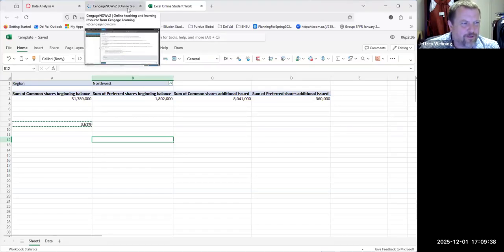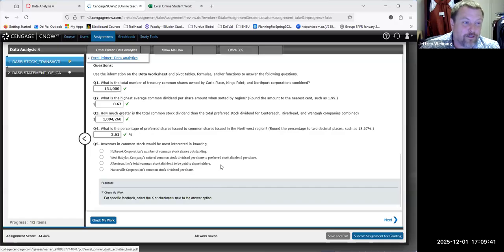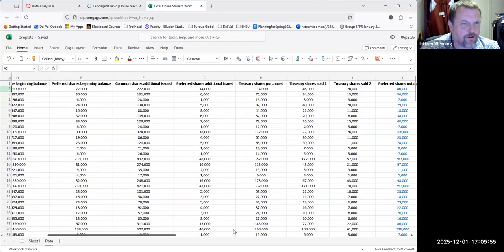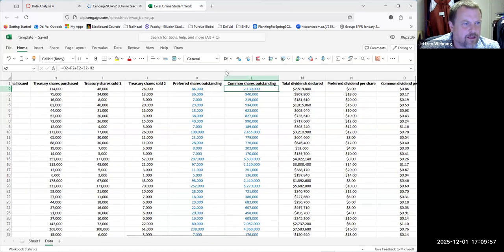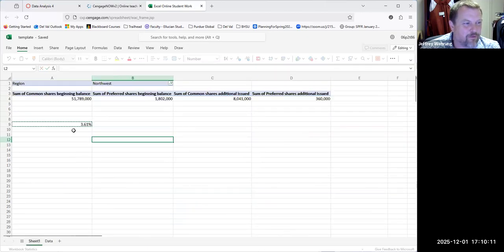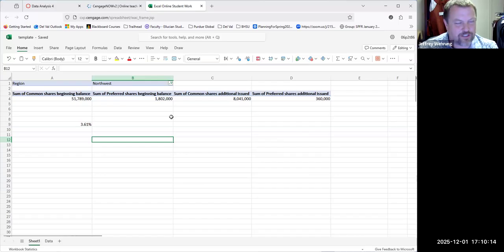In case you didn't notice what I did, it's really subtle wording. It's saying what is the percentage of preferred shares issued to common shares issued. But when we did our initial calculation over here in column L, we didn't just do the initial common shares and the newly issued common shares. We also had the treasury shares in the calculation. For this problem, they want us to not include any changes in the treasury shares. And so we're just doing the common shares.